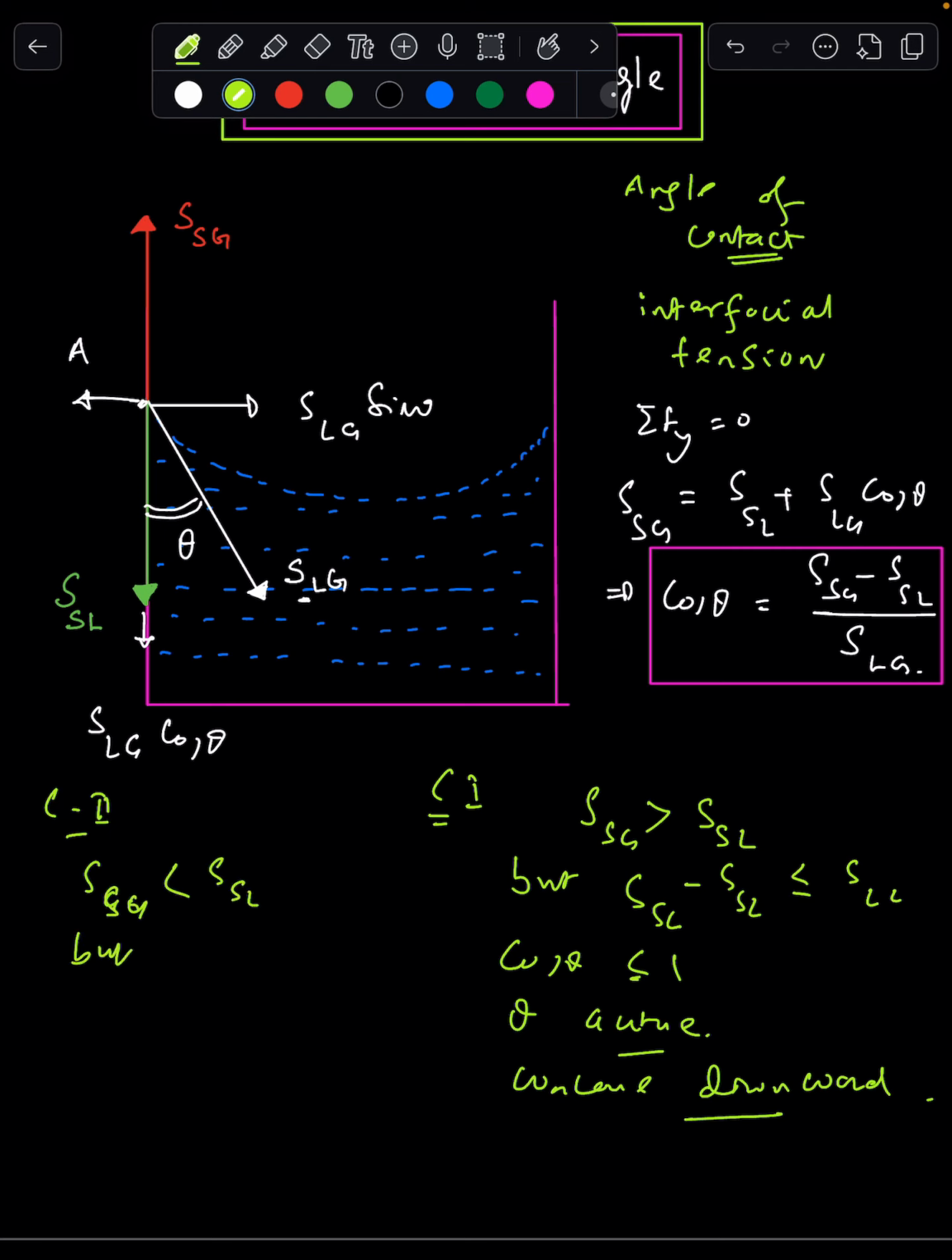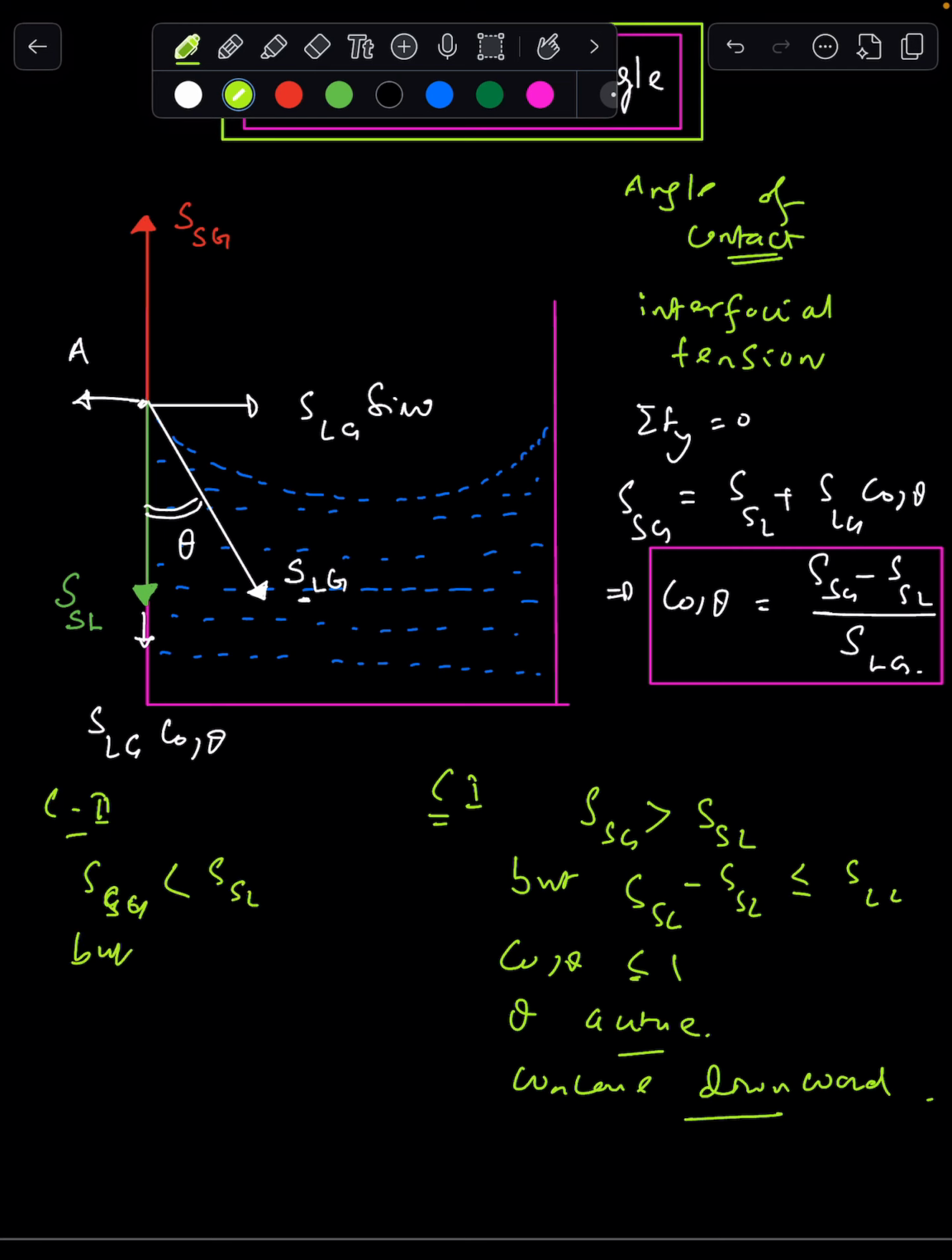In that case, the cos theta value will be negative. Cos theta is negative, which means theta is going to become obtuse, and then the surface that we have will be concave upward, correct?